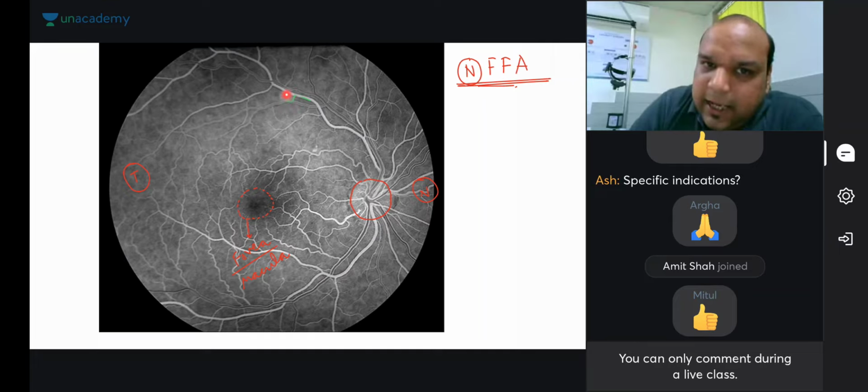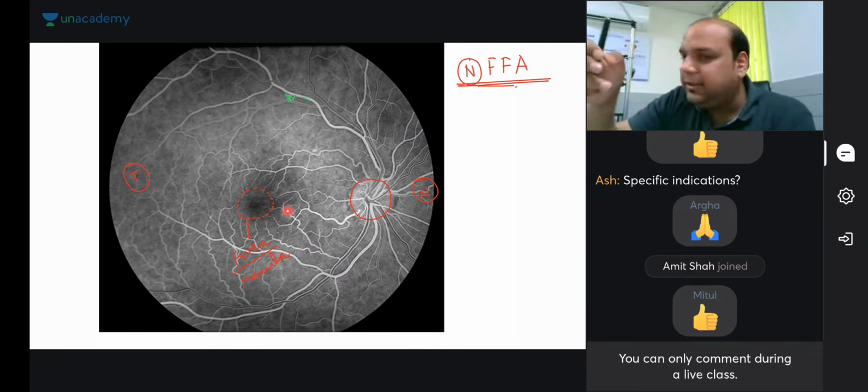Let's say there was a hemorrhage, then the dye would have pooled here. I hope you understand. Yes, this green color, the dye would have pooled here. Then I would have said that there is some blood leaking from the blood vessels. That is why the dye is also leaking from the blood vessels.